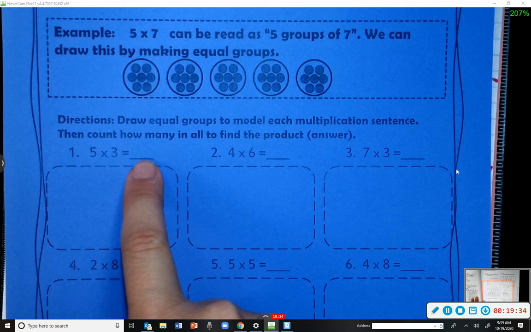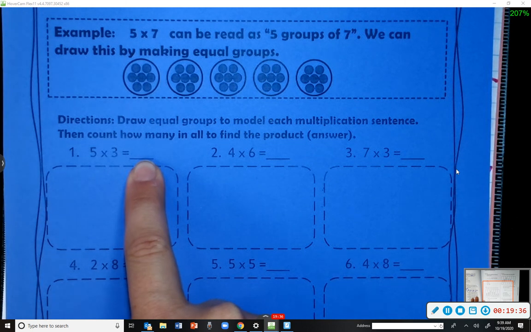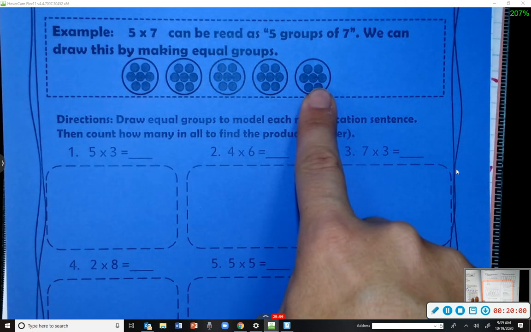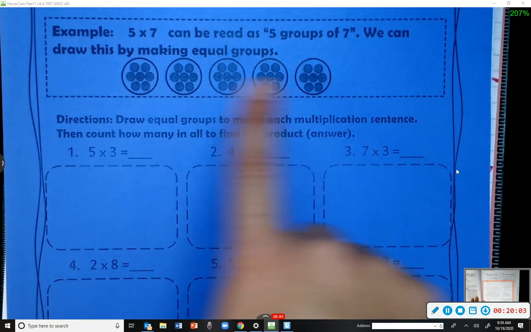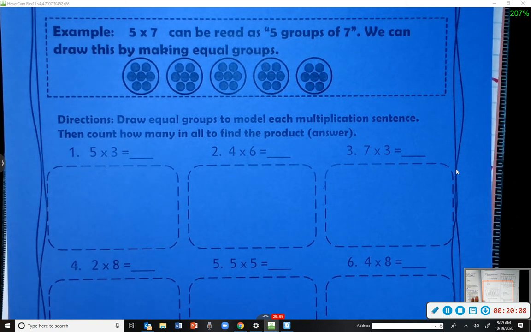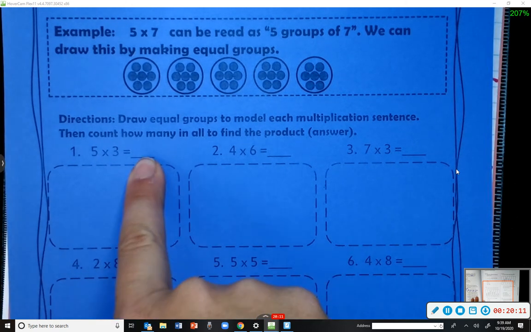Okay? Now, how would I find my product? What did we do to find our product for all of those groups that we made? We did a, go ahead. We added them all up? Or can we count all of these dots to know our answer? Yes, you can count all the dots. You can add them all up using repeated addition. But whatever you do, make sure that you put your product down here.